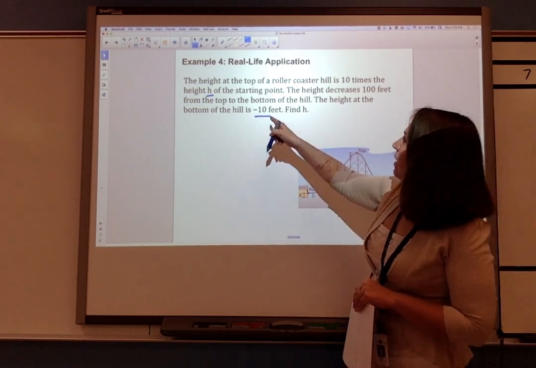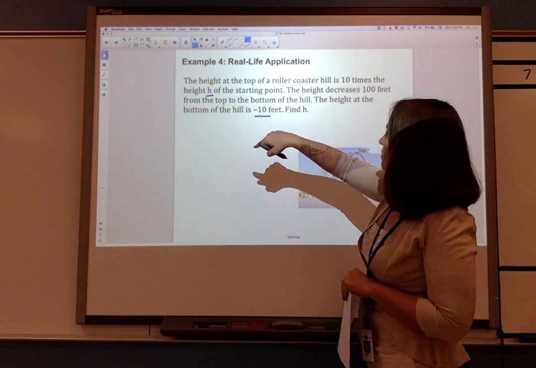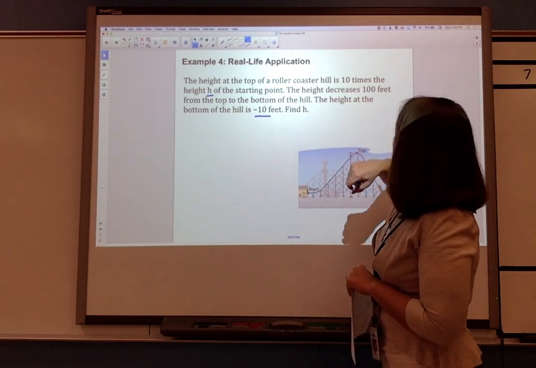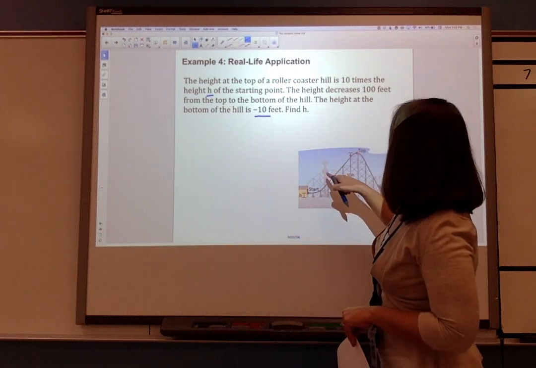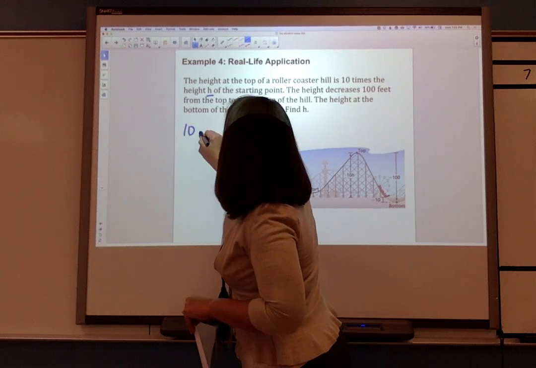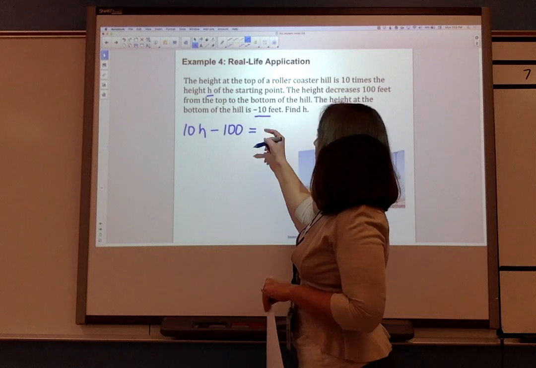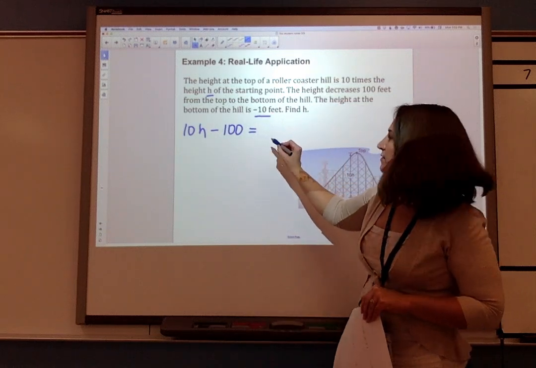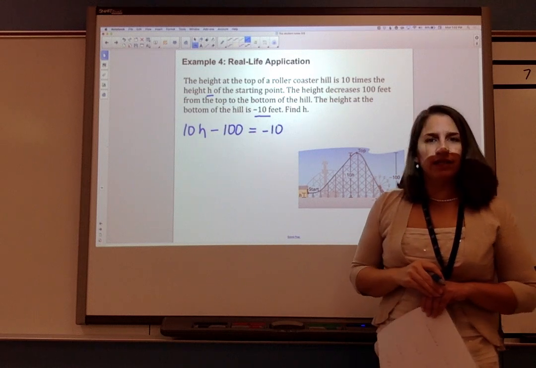Okay, so here we know that the height is h, the starting point, and the height decreases 100 feet from the top to the bottom. And we know that at the top it's 10h. So whatever the top is, 10h, if we subtract 100, we know that's going to be negative 10. Okay, so now we just need to solve this equation.